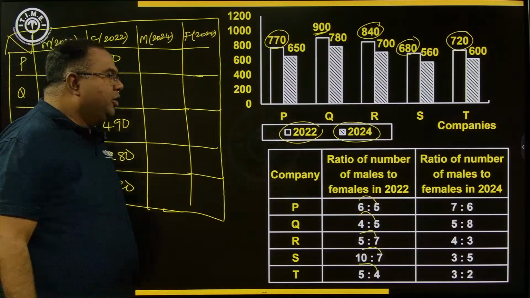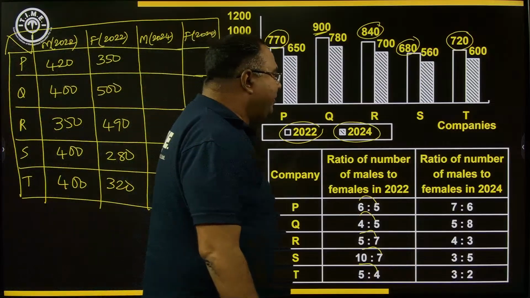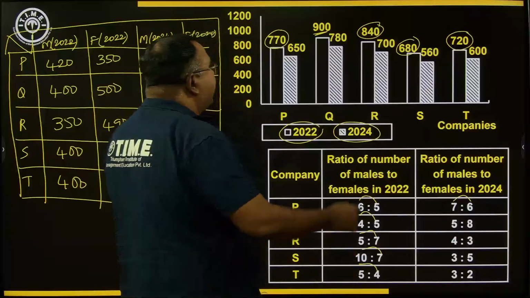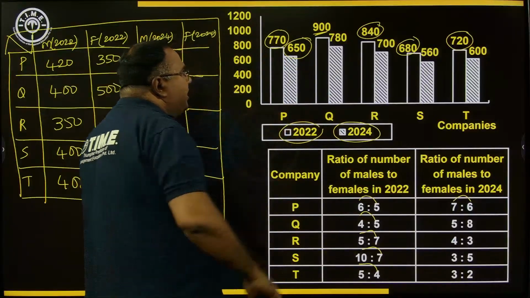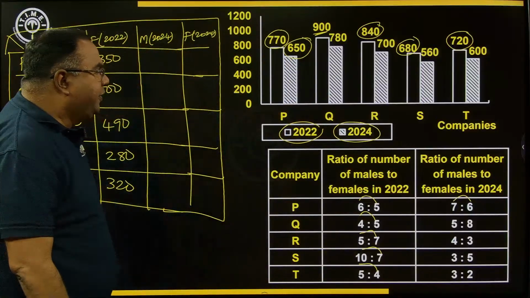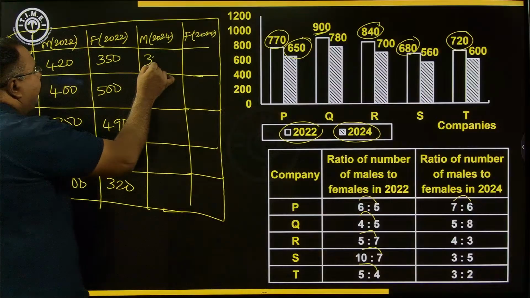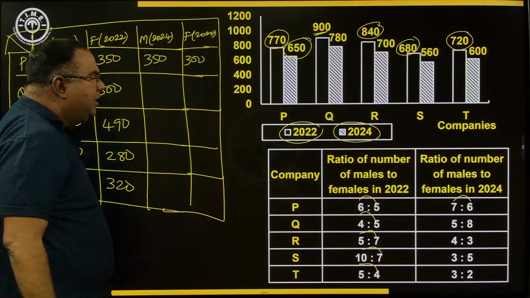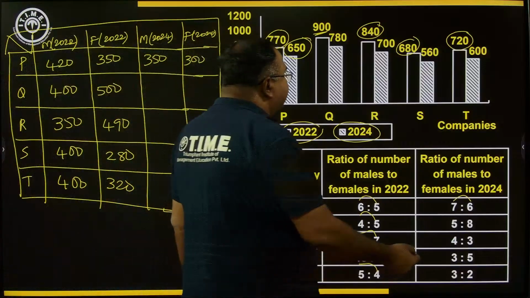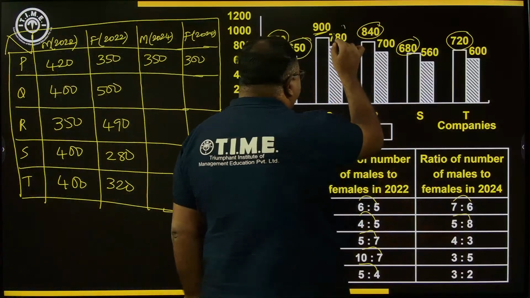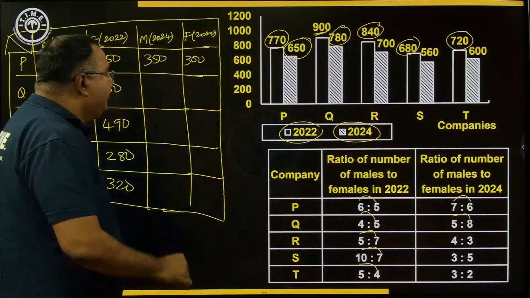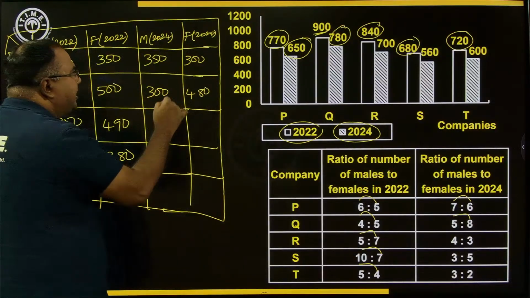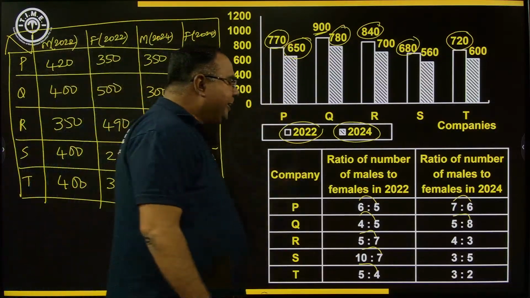Similarly, let us find out total number of employees, male employees and female employees in 2024. 7:6. So 7 plus 6, 13 parts, 650. 13, 5, 650. So each part is 50. 7 into 50, 350. 6 into 50, 300. Right? Then 5:8. Again 13 parts, 780. 13, 6, 78. Each part is 60. 5 into 60, 300. 8 into 60, 480. Just check. Total has to match here is 780.